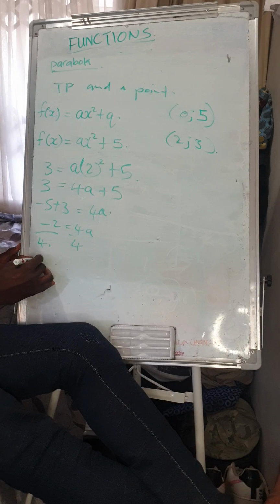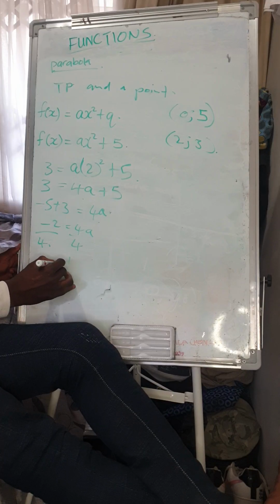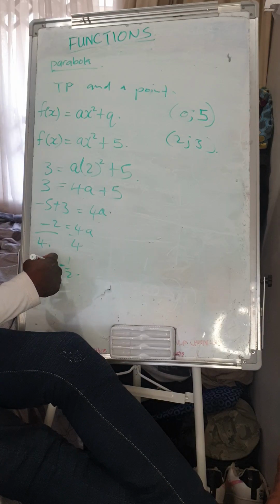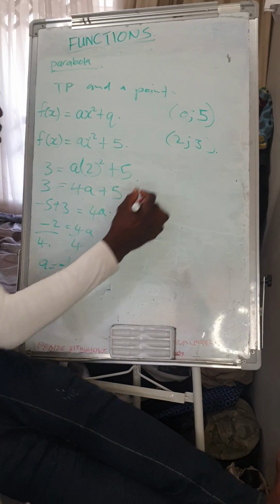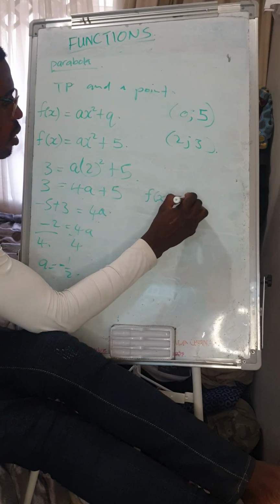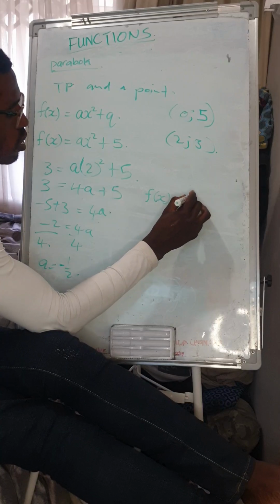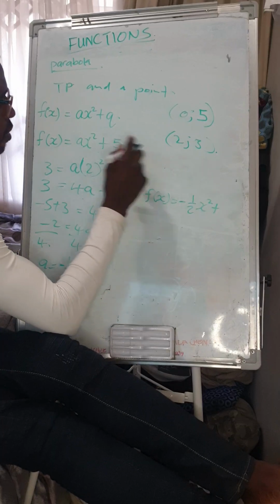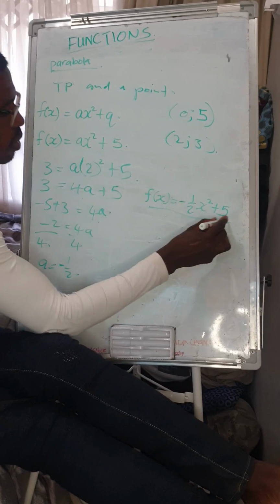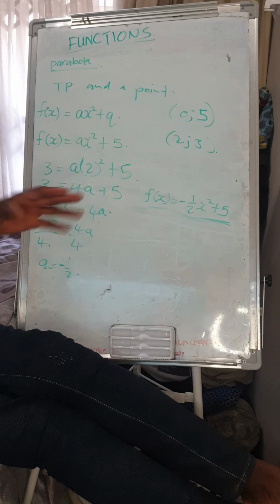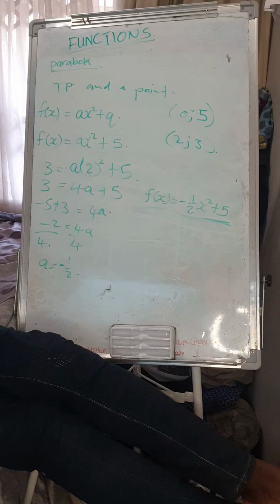So a equals negative 1 over 2. So you have the value of a, you have the value of q. That is what is important. Now you can come and say f of x equals negative 1 over 2 x squared plus 5. And then you underline your answer. As easy as 1, 2, 3. That's how it works.